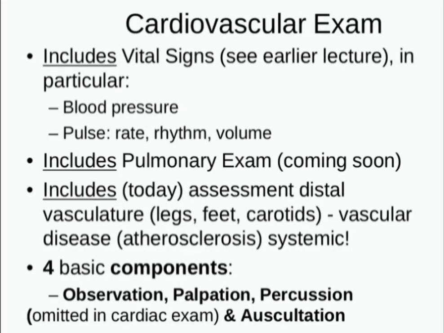Cardiovascular examination includes vital signs like blood pressure and pulse, with the radial pulse assessed for rate, rhythm, and volume. Pulmonary examination may also be included in some part of it, along with assessment of the carotid vasculature for vascular disease. So there are three basic components: inspection, palpation, and auscultation.